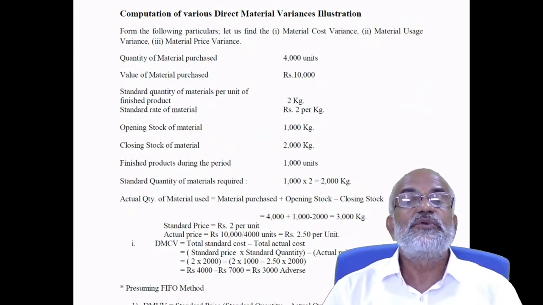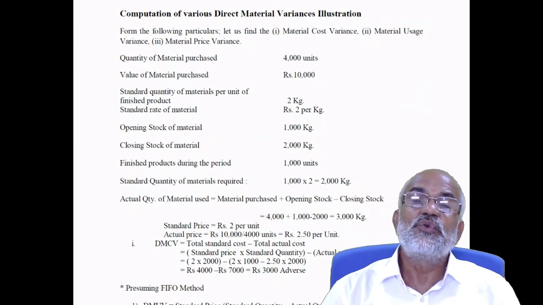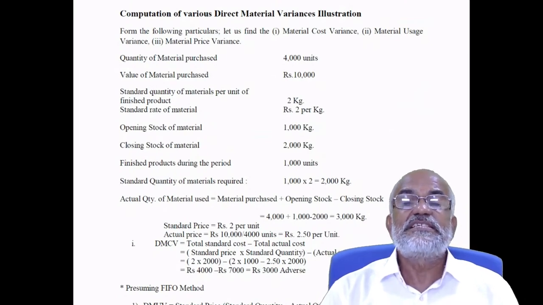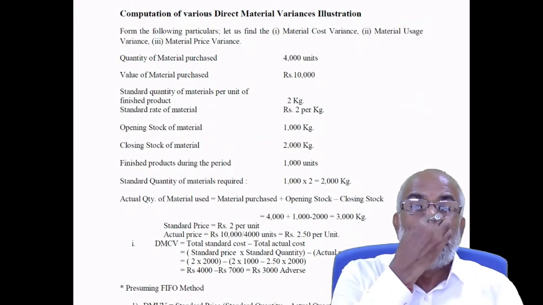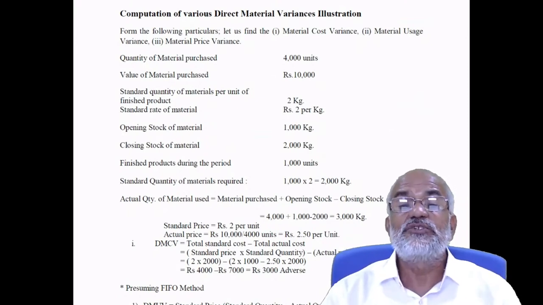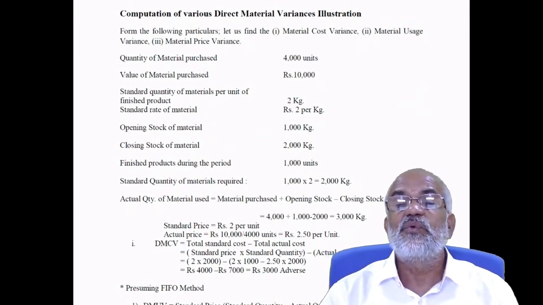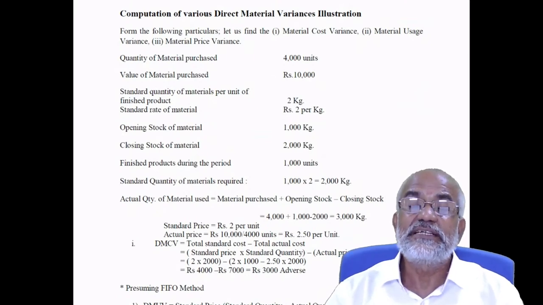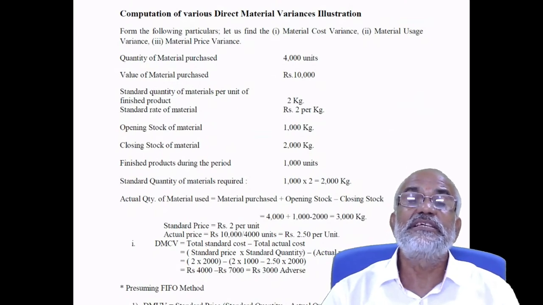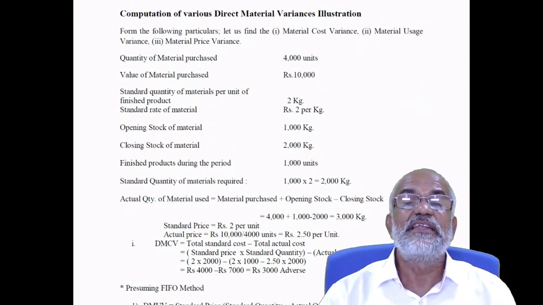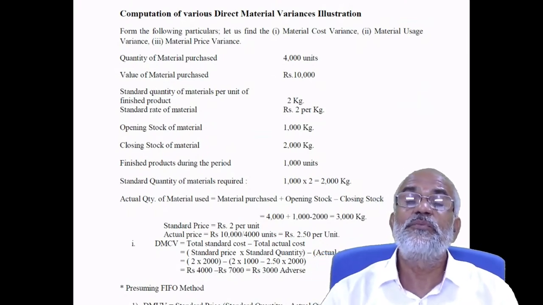The standard quantity of materials per unit of finished product is 2 kgs, and the standard rate of materials is rupees 2 per kg. Opening stock of materials is 1,000 kg, and closing stock of materials is 2,000 kg. Finished products during the period is 1,000 units, so the standard quantity of materials required is 1,000 into 2, that would be 2,000 kg.